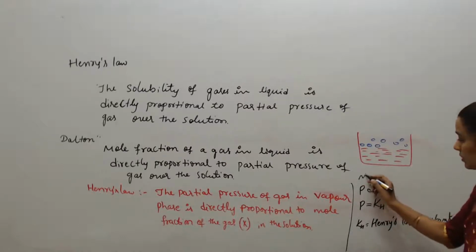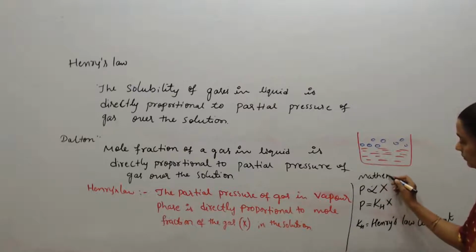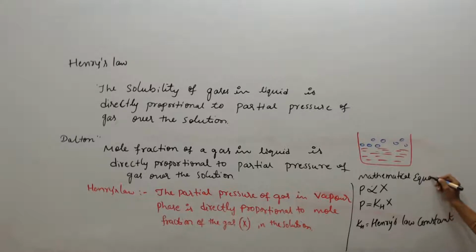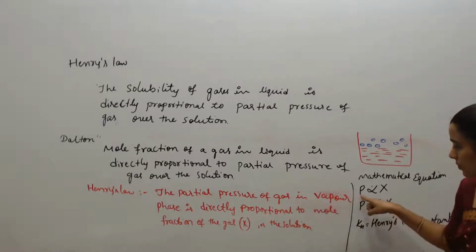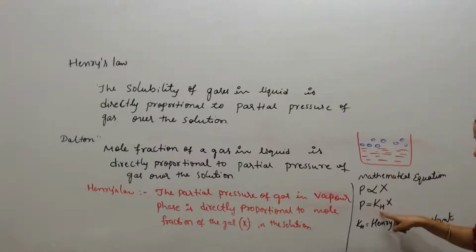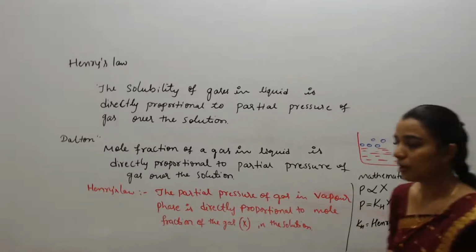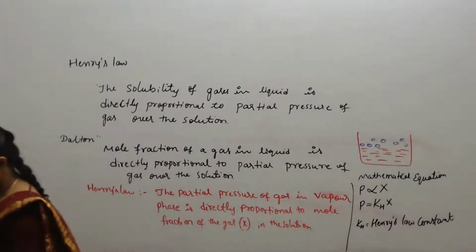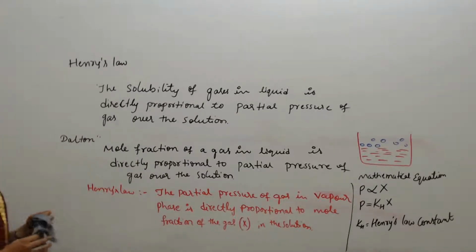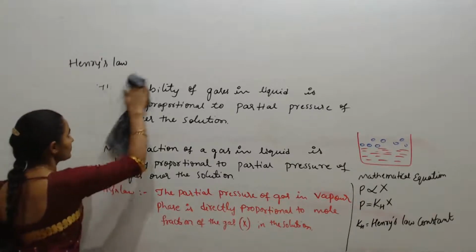So this is the mathematical equation for Henry's law. I hope you understood. The partial pressure of the gas P is directly proportional to mole fraction. To remove this proportionality we get some constant KH. That constant is called Henry's law constant. By knowing that, students, we can compare the mole fractions of two components, and you get a graph.